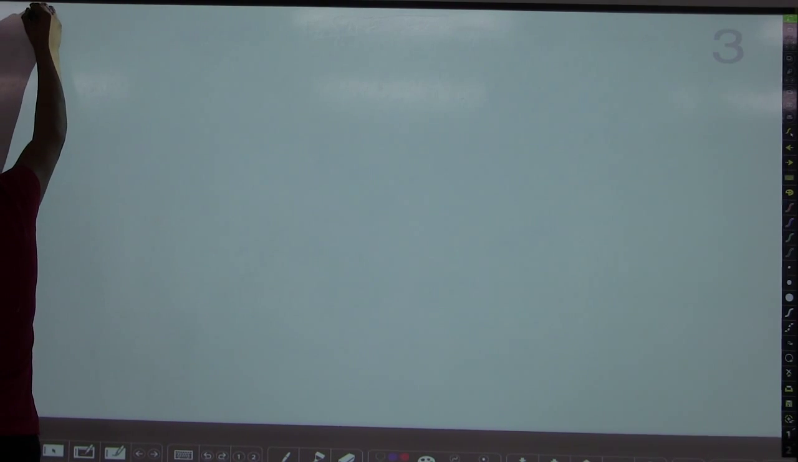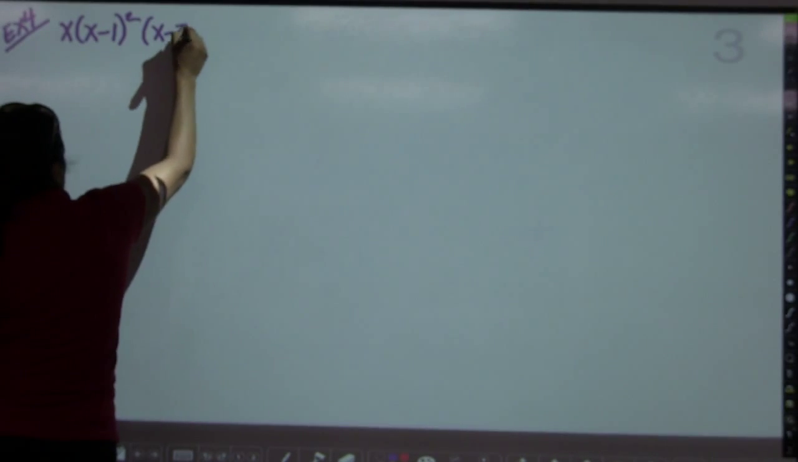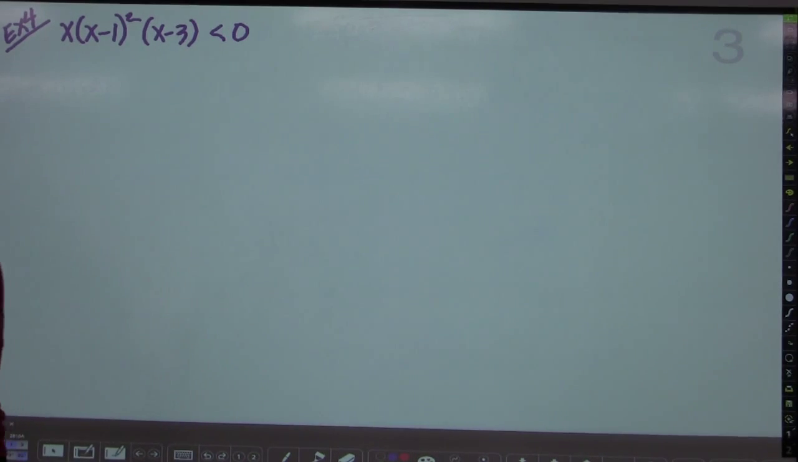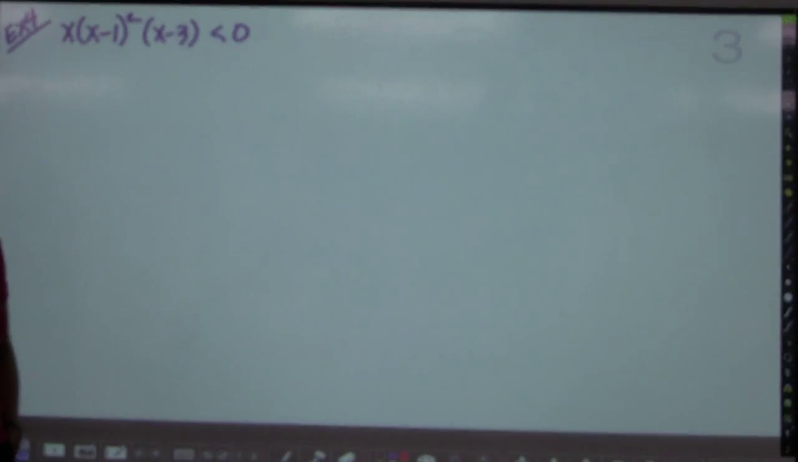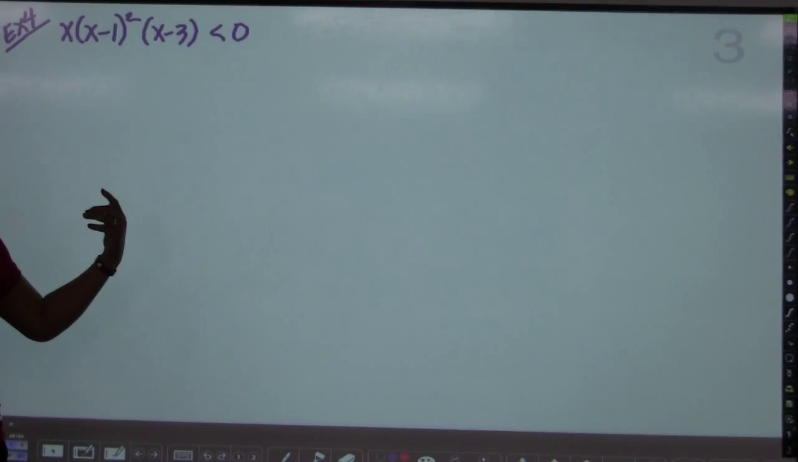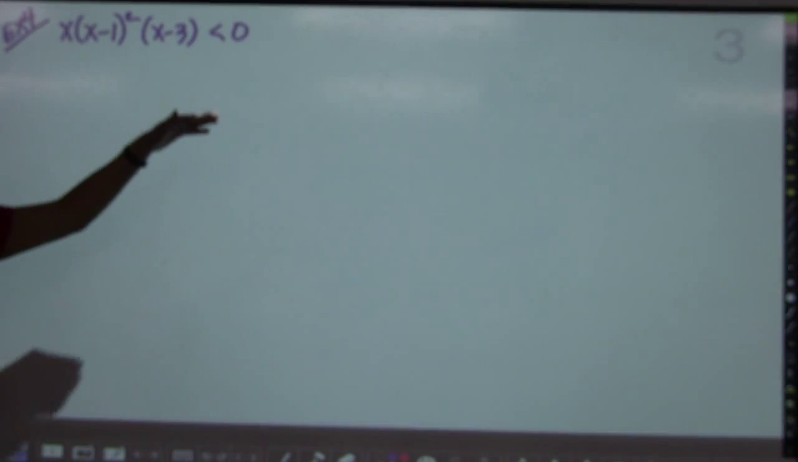So for example 4, it says x times x minus 1 squared times x minus 3, less than 0, like that. The reason why this is a little bit easier for us this time is because we didn't have to factor it, right? I mean, it's already factored. So it would be crazy for us to go back and multiply everything out. When you want to find critical numbers, you want it to be factored.